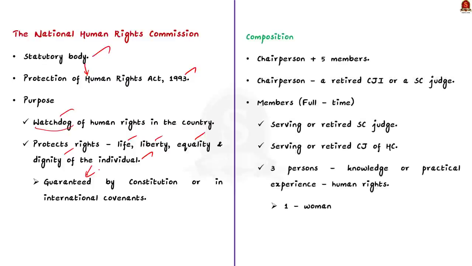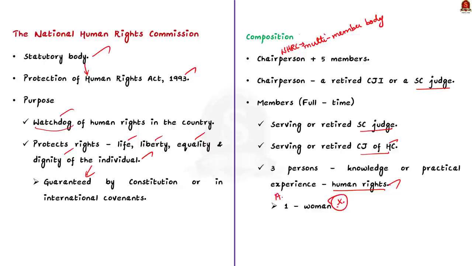Now talking about the composition of the commission. Remember, the commission is a multi-member body consisting of a chairperson and 5 members. Now let's see about the qualification of the chairperson and the members. See, the chairperson should be a retired Chief Justice of India or a judge of the Supreme Court. Among full-time members, one should be a serving or retired judge of the Supreme Court. Then another one should be a serving or retired Chief Justice of a High Court, and the three other persons should have knowledge or practical experience with respect to human rights. Know that out of these five members, at least one should be a woman.